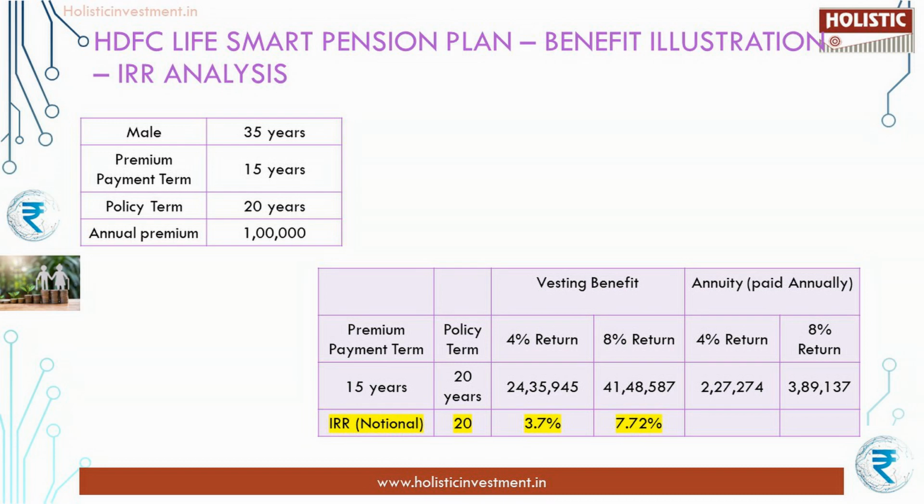and for the 8% scenario it is 7.72%. But under this plan, you cannot withdraw the vesting benefit, that is the maturity benefit, fully. So this IRR is notional. You cannot enjoy the benefit or invest in any other investment of your choice. If you have any cash requirement, then this lump sum amount cannot be utilized, which is a major setback of HDFC Life Smart Pension Plan.